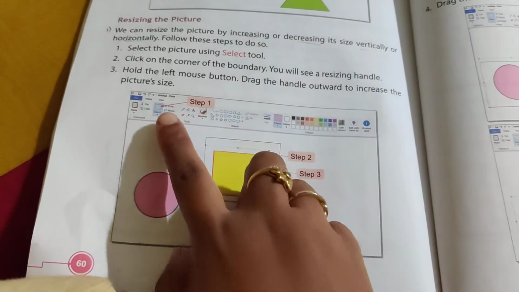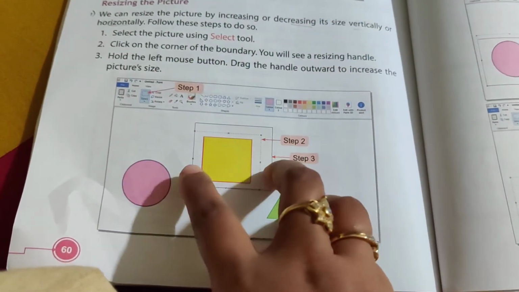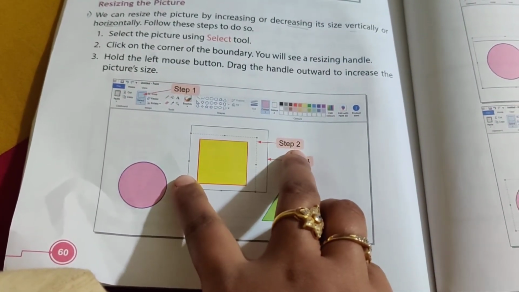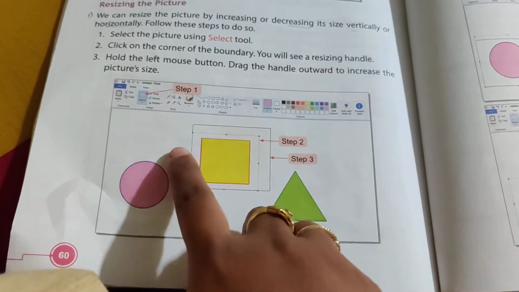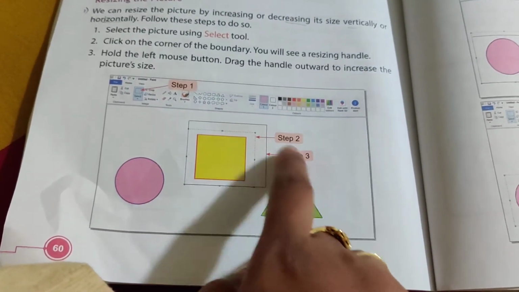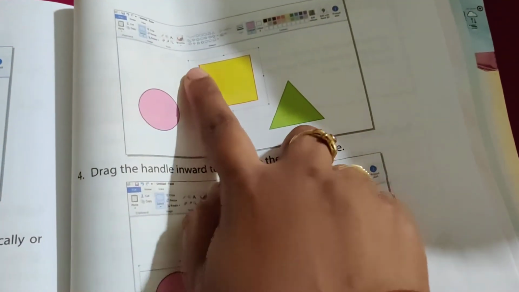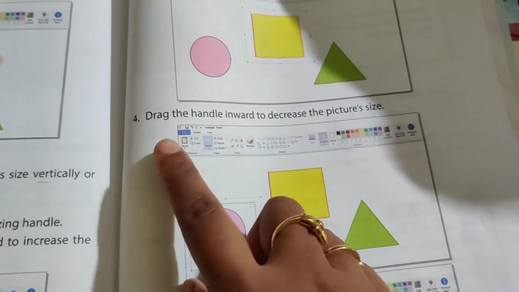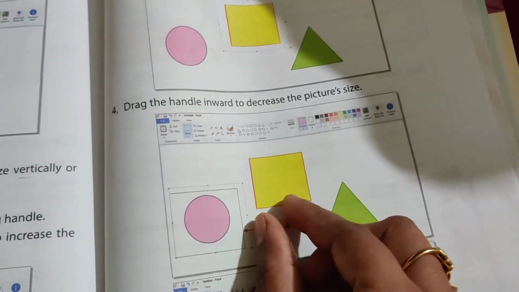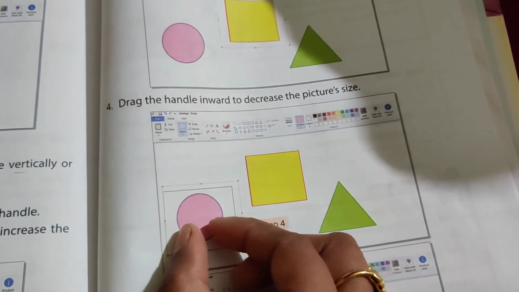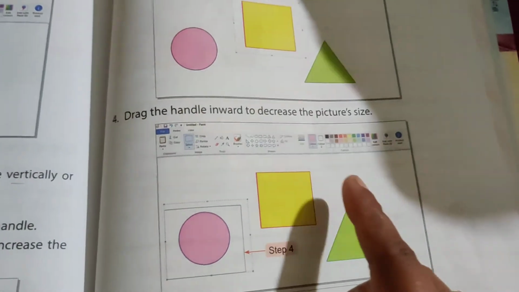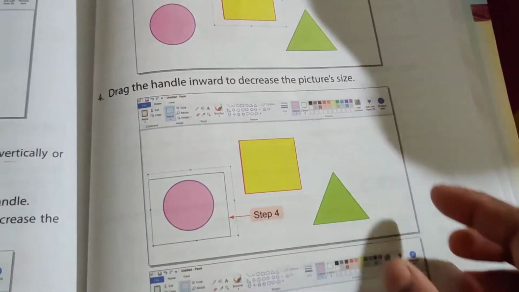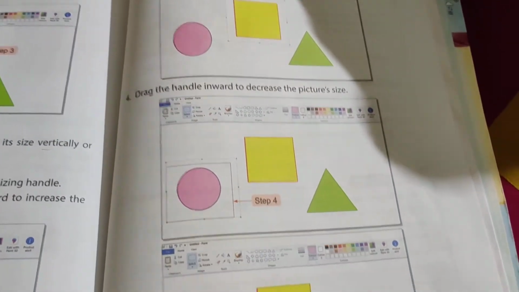Hold the left mouse button and drag the handle outward to increase the picture size. Outward means the picture will be bigger. If I drag the handle inward, the picture size will decrease, becoming smaller.